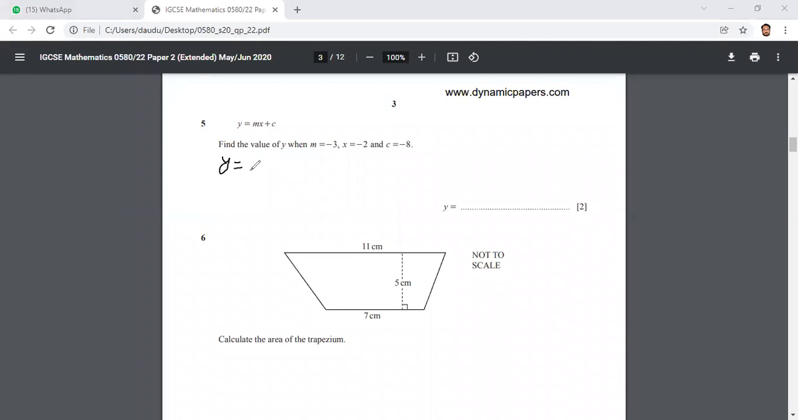y is equal to, the value of m is minus 3, x is minus 2, and c is minus 8. So once we simplify, it gives us 6 minus 8, which is minus 2. Yeah, you can write minus 2. We move on to the next.